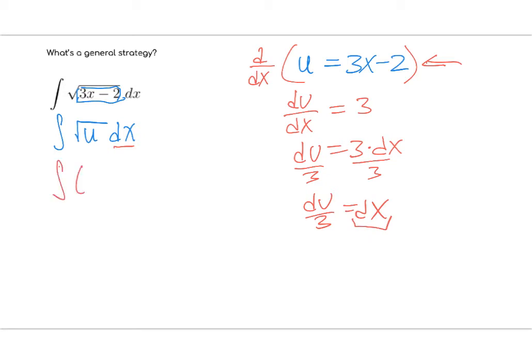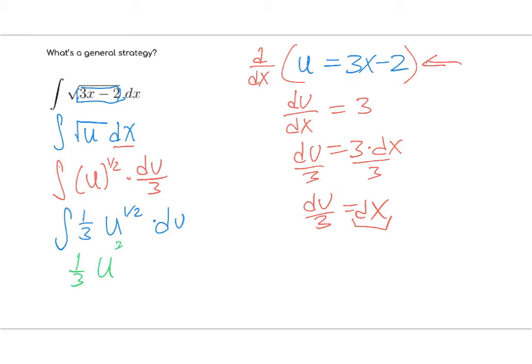And we end up getting, I'm going to write this as u to the 1/2 because we know that's going to make it easier. And then instead of dx, we're going to write this as du over 3. I would love to not have this as du over 3. So I'm going to move that forward and rewrite this as 1/3 u to the 1/2 du. Now we have a power rule. I'm going to increase this power by 1, so I'm going to have 1/3. U to the 1/2 plus 1 is going to be 3/2. And then we've got to divide by that new power.